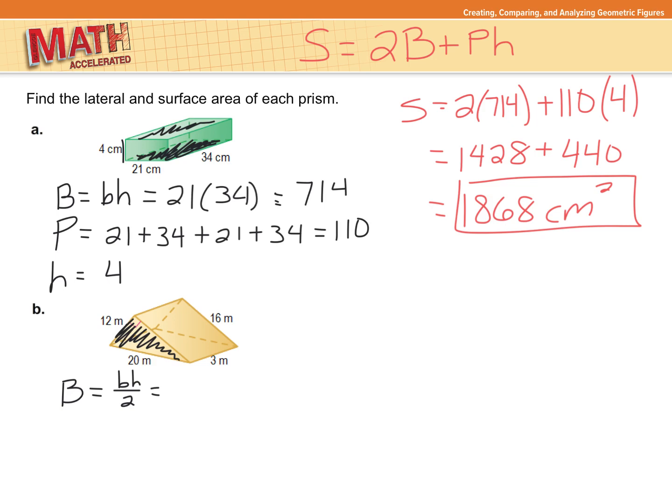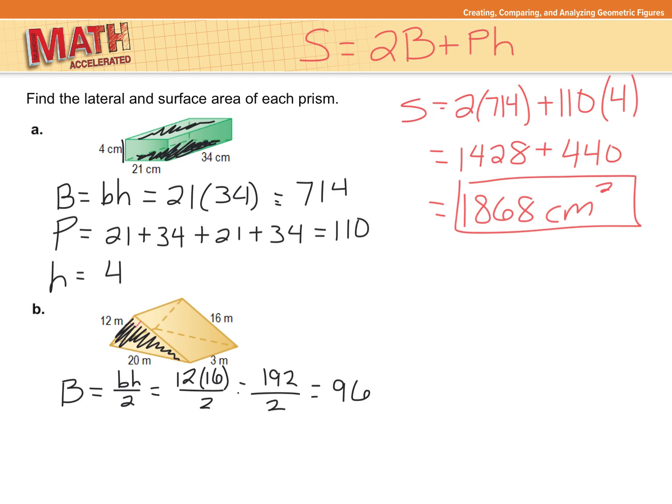So this side is 12. What's this side length? Why is it 16? Yep, because it matches that other side. So our base and our height are 12 and 16 divided by 2. So what is 12 times 16? 192. Divided by 2 gives us 96. Good. Capital B is done.